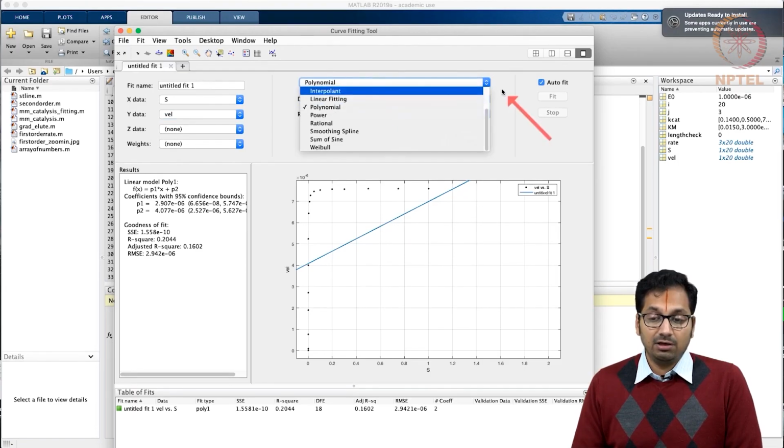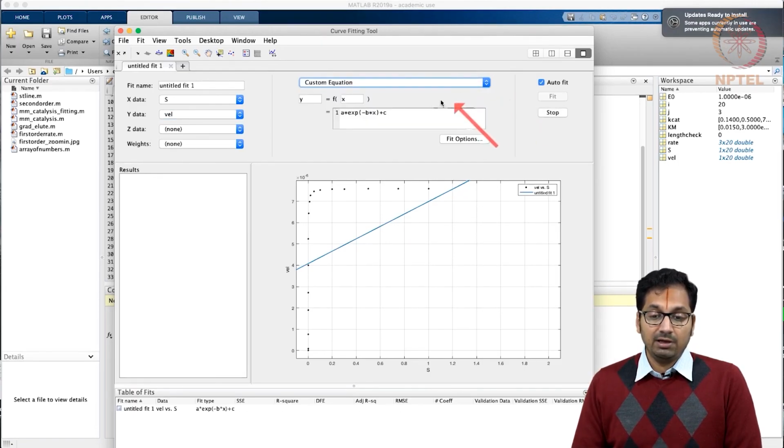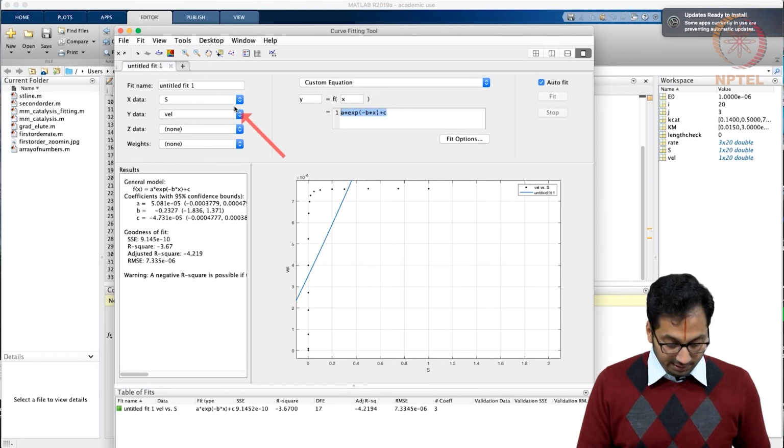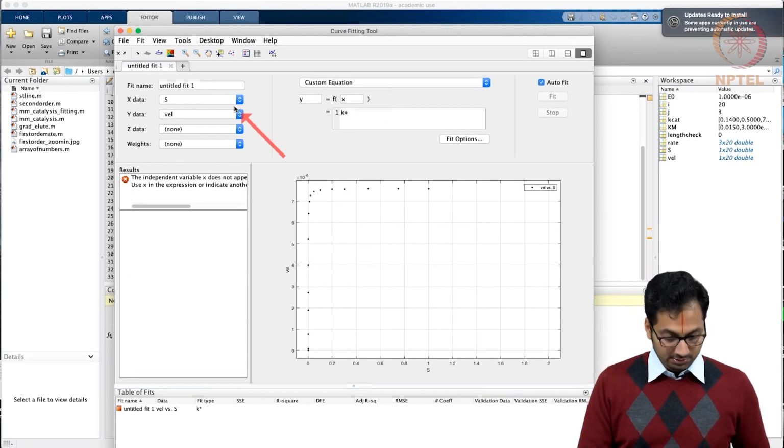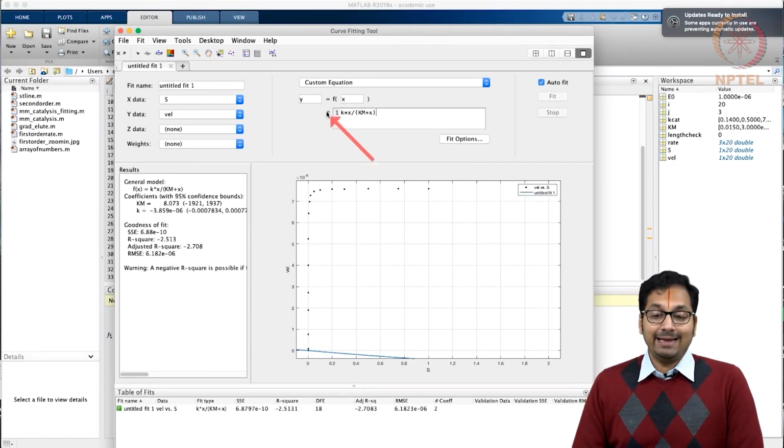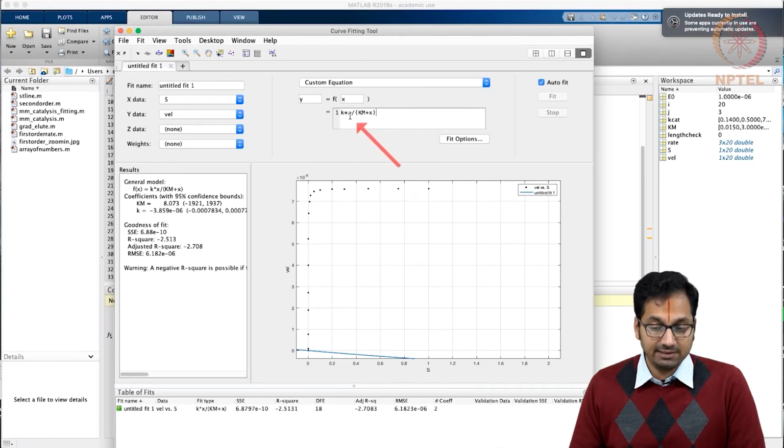And since we know this is not going to be a simple polynomial equation, we can go to custom equation and write the equation. The equation that we need to write is K times X, where X is the substrate concentration, divided by Km plus X, right? Why am I not writing S here? Because the variable here is X. You can always change it to capital S and write the same thing.